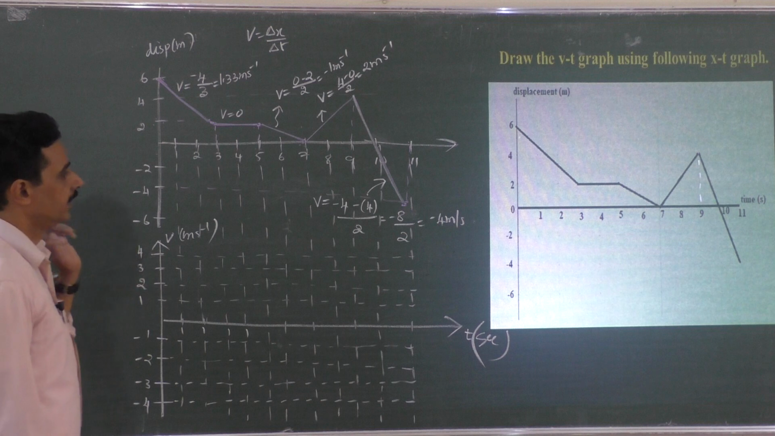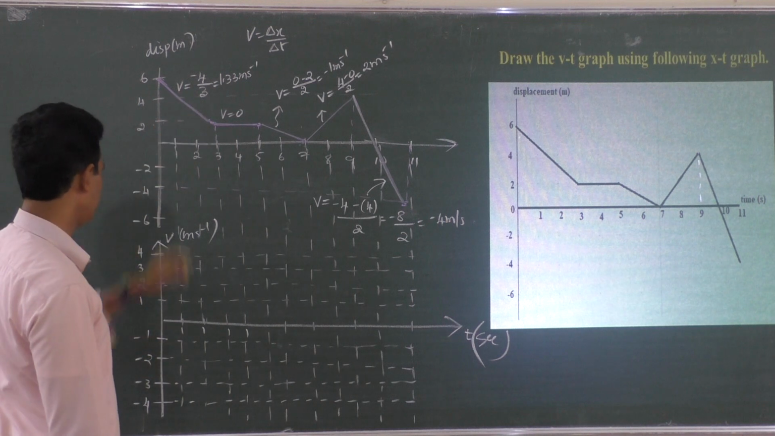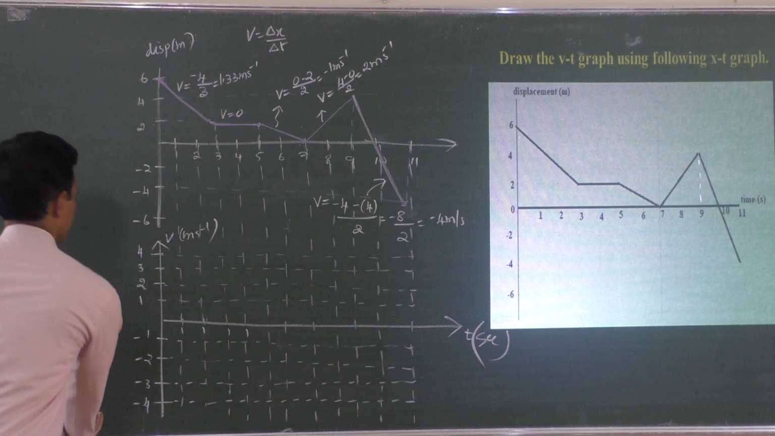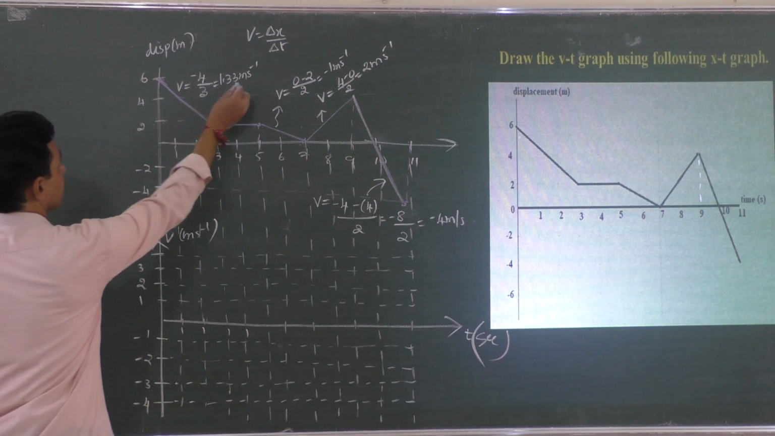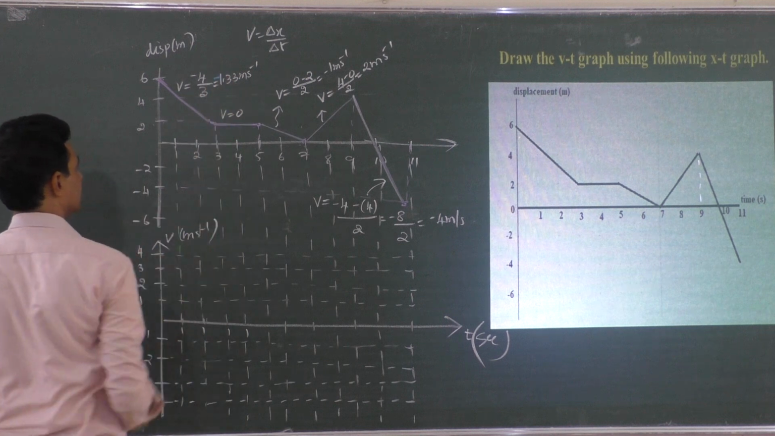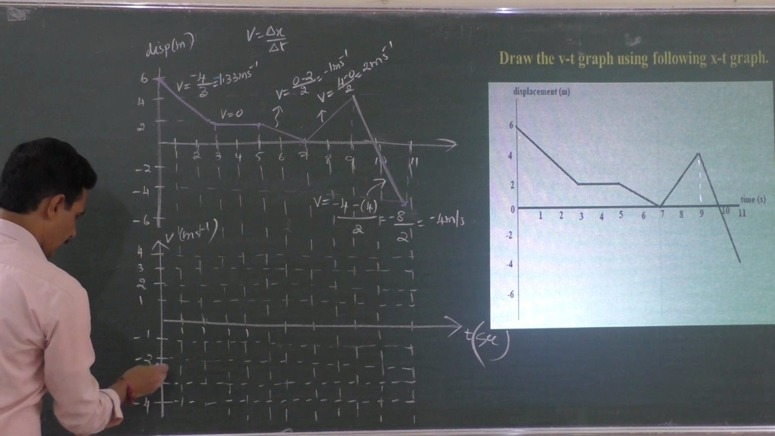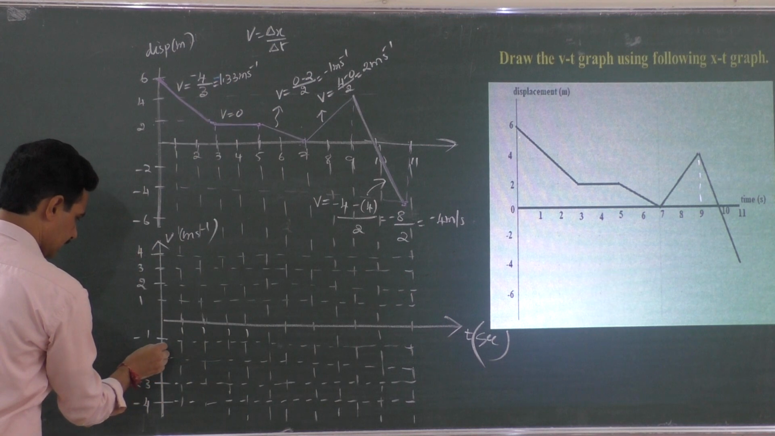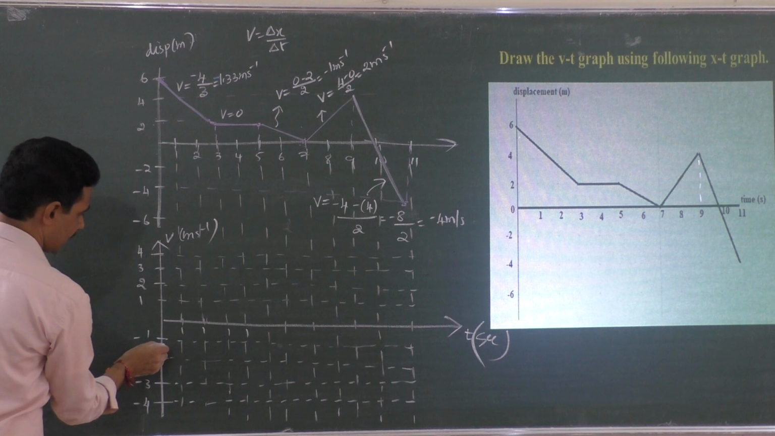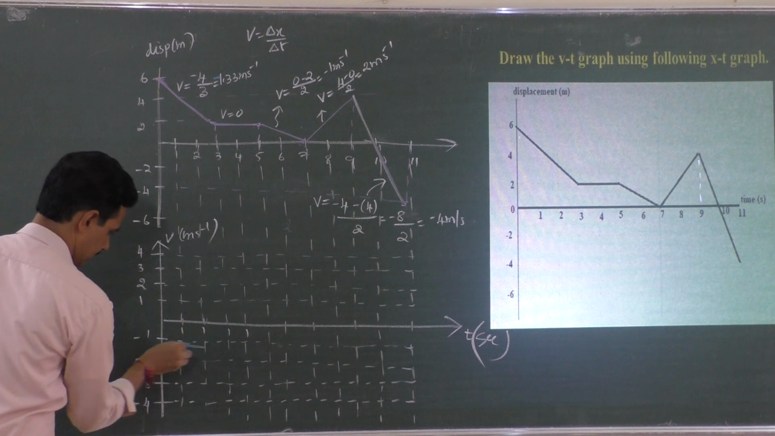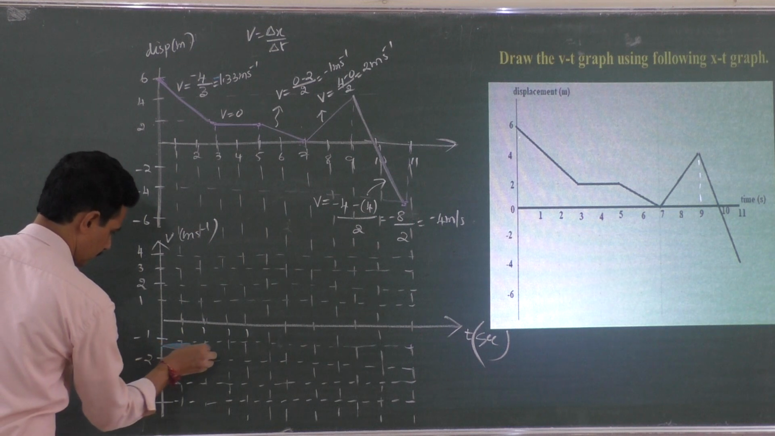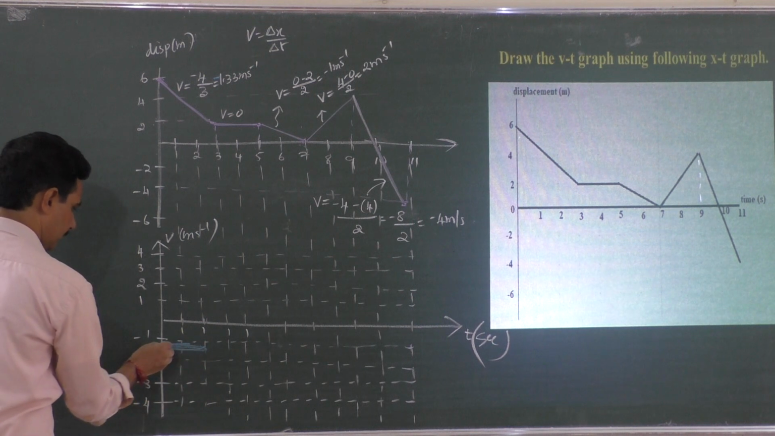Okay. First velocity 1.33 meter per second. Let me use color chalk. 1.33 meter per second, but it is negative. Minus 1.33, correct? Minus 1.33, slightly inside 1.5. Up to 3 seconds it is 1.33. Yes, this one. Little more than 1.